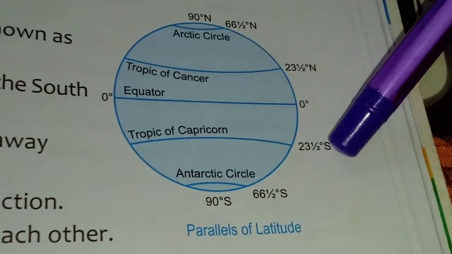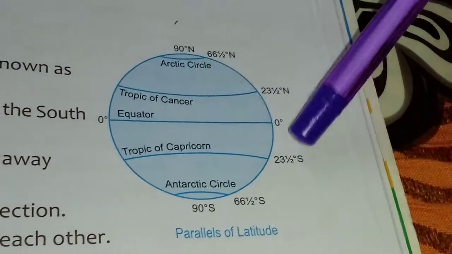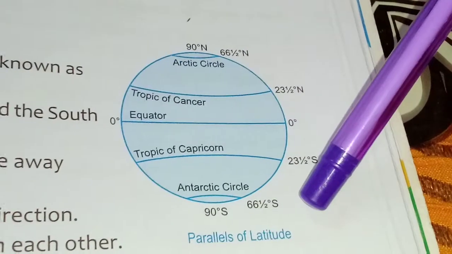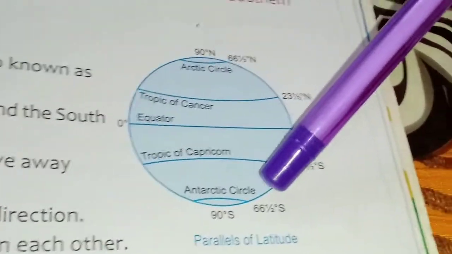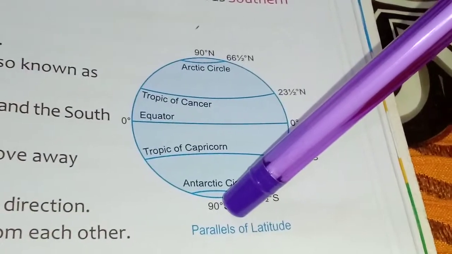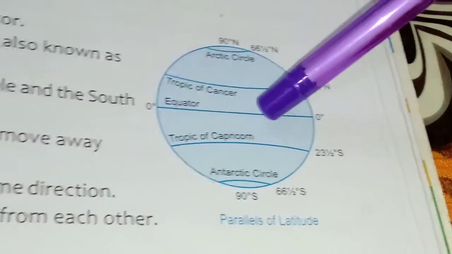And in the southern part, we can find 23.5 degree south. It is the Tropic of Capricorn. 66.5 degree south, it is the Antarctic Circle, and 90 degree south, it is the South Pole. Okay, these are the main important latitudes.